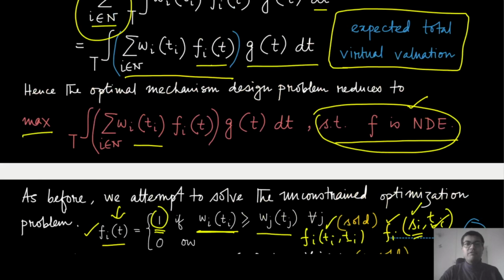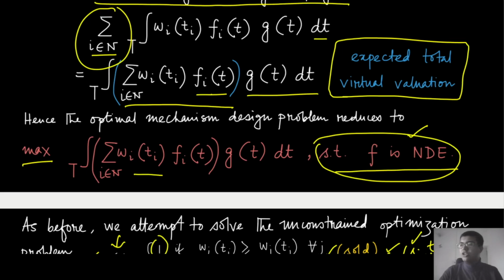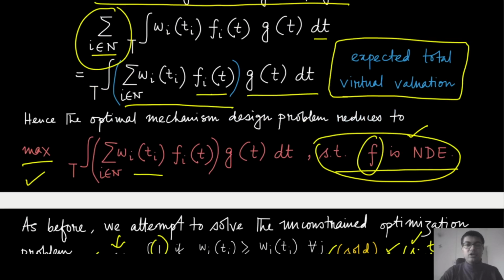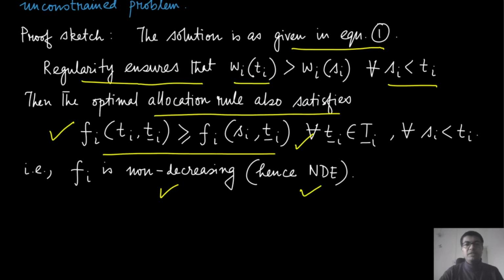So under this regularity condition, we have actually solved this optimization problem, which is the optimal mechanism design problem. We have constructed an f which is non-decreasing in expectation and also maximizes this. And the mechanism is really very simple. You just order all these players with respect to their virtual valuations, allocate the object to the individual whose virtual valuation is the highest, and the payment will be given by the standard integral formula which we have already discussed before.